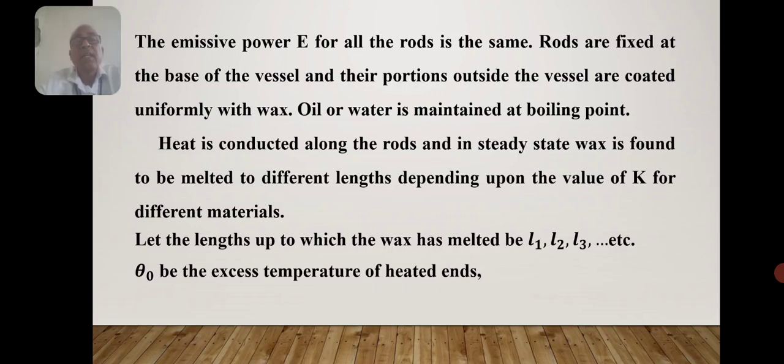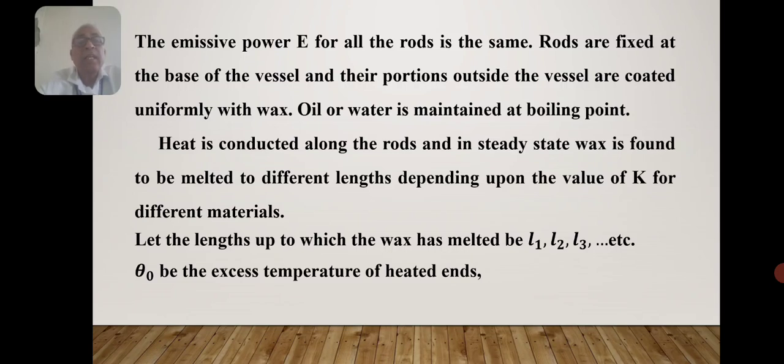Rods are fixed at the base of the vessel and their portions outside the vessel are coated uniformly with wax. Oil or water is maintained at boiling point. Heat is conducted along the rod and reaches steady state. Wax is found to be melted to different lengths depending upon the value of K for different materials.